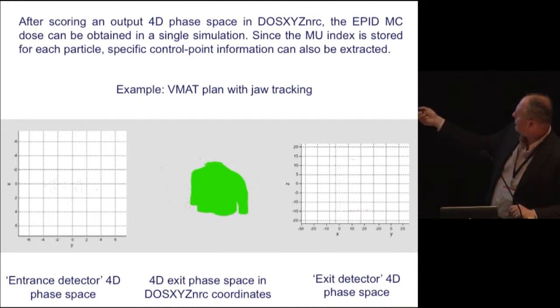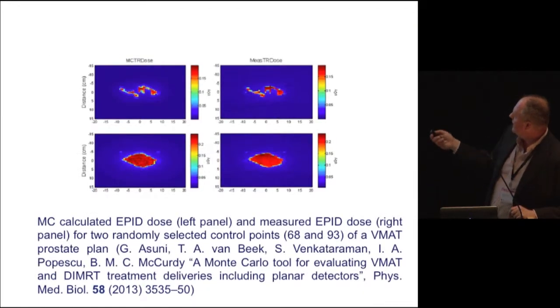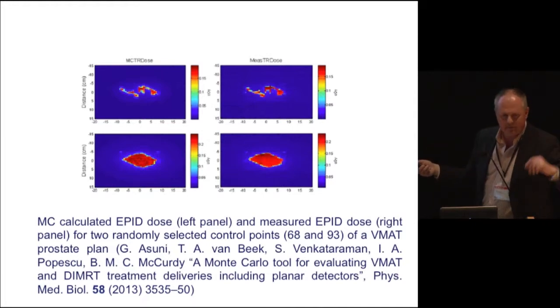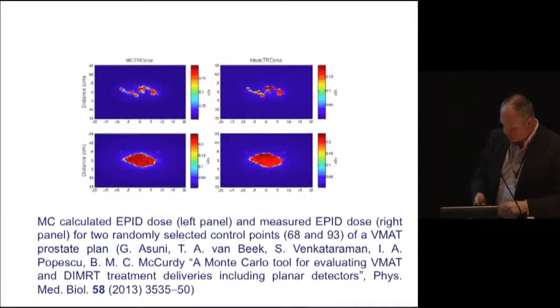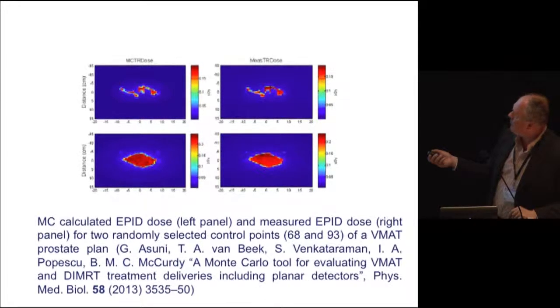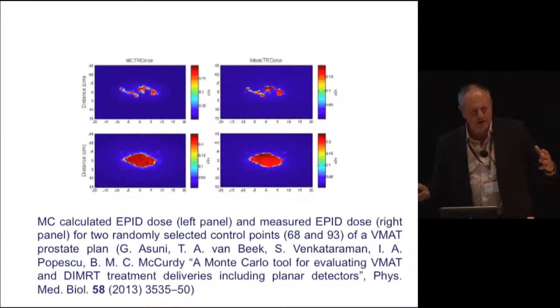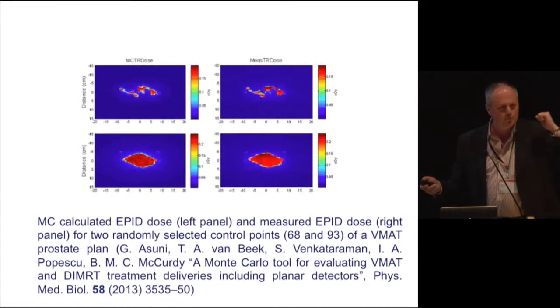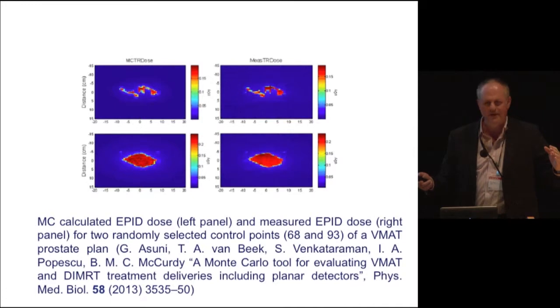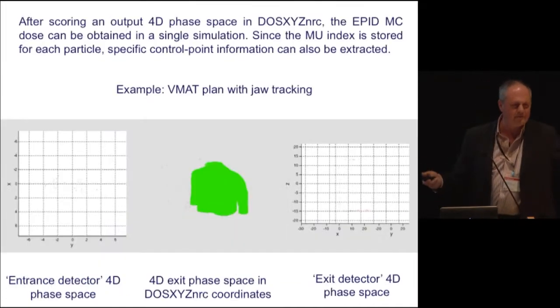And here's an example from our 2013 paper of EPID Monte Carlo and measured after it, at the same time we had dose in the patient. And now we've done that part through brute force, because at that time we didn't have the 4D phase spaces available. So the way they wanted EPID information control point by control point, they literally had to do 178 different simulations, so that's not satisfactory.